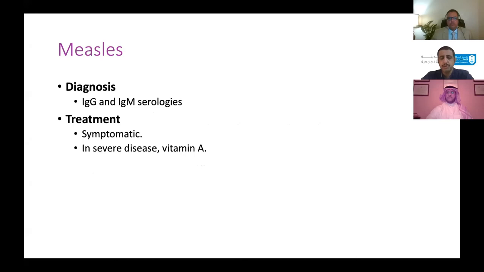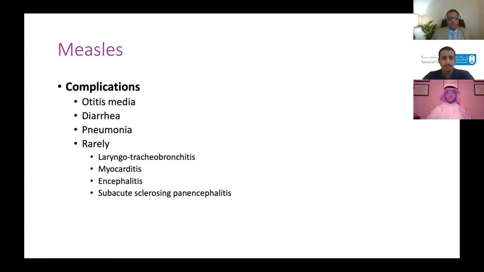Diagnosis will be serology. So we are looking at immunoglobulins to diagnose measles, and treatment is usually symptomatic. Severe disease may be treated with vitamin A. Then complications, and this is why we are actually using vaccination for this disease, because we don't like those complications to happen. Mainly the later ones, which are rare, like subacute sclerosing panencephalitis. So we may see those patients, and it's quite common in patients from Southeast Asia, so in Indonesia, the Philippines, and those areas.